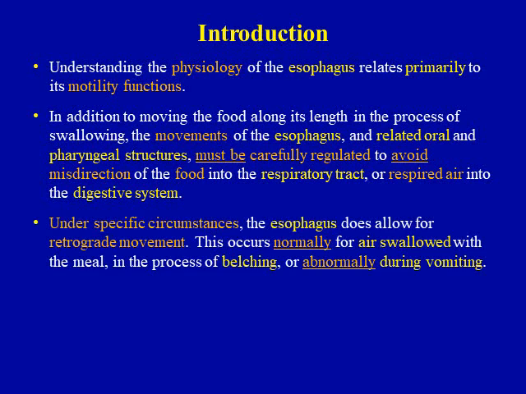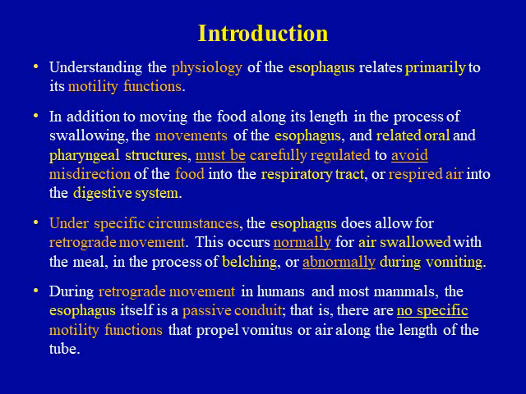Under specific conditions, the esophagus does not allow for retrograde movement. Retrograde movement means movement of food or any contents from the stomach back to the pharynx and oral cavity. This occurs normally for air swallowed with a meal in the process of belching, or abnormally during vomiting. So retrograde movement of air is normal and is called belching, and retrograde movement of gastric content through the esophagus to the pharynx and oral cavity is called vomiting.